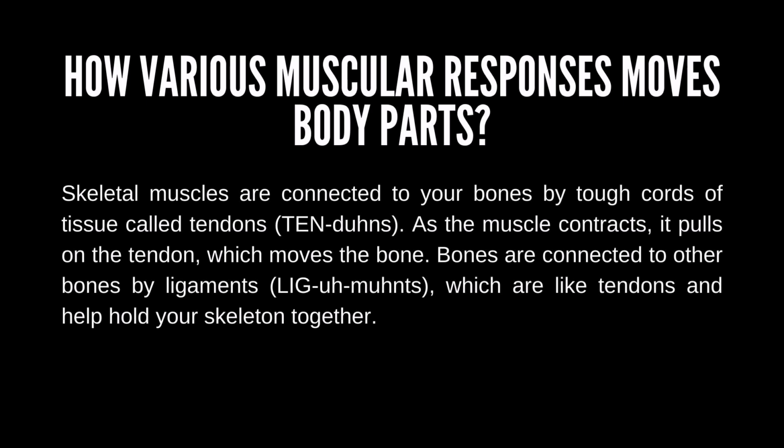Different kinds of muscles have different jobs. Skeletal muscles are connected to your bones by tough cords of tissue called tendons. As the muscle contracts, it pulls on the tendon, which moves the bone. Bones are connected to other bones by ligaments, which are like tendons and help hold your skeleton together.